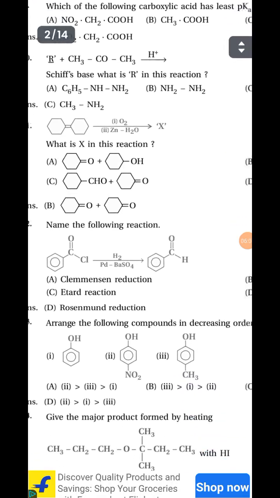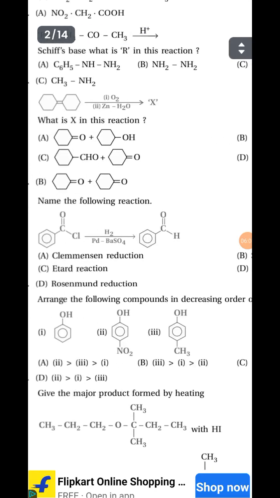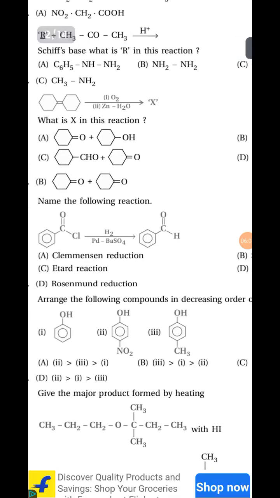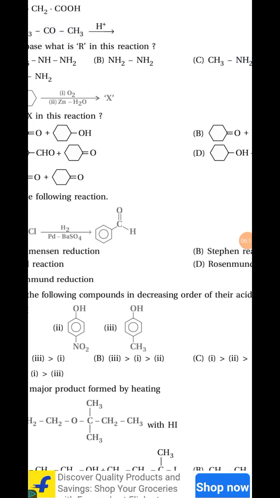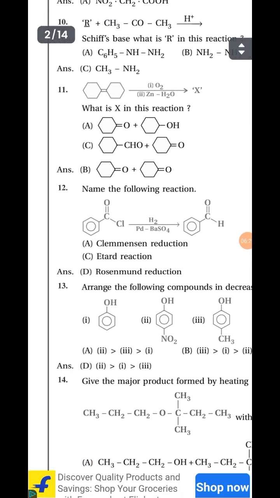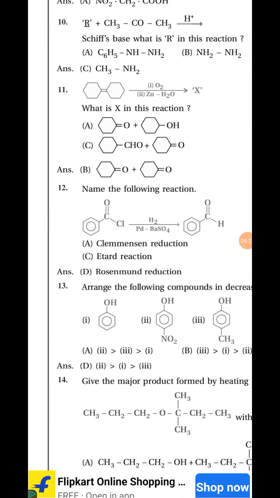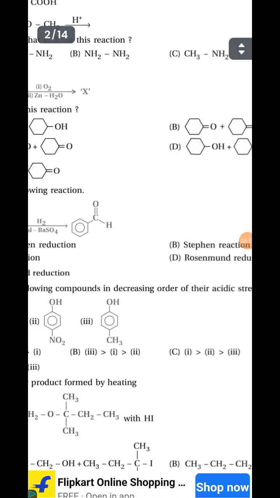Next one: arrange the following compounds in decreasing order of their acidic strength. Here you know that for acidic strength, when you have a benzene ring, the substituent groups play a very important role. So from among all these options, you can check that in this order, second, first and third would be the priority according to the question. You can arrange in the decreasing order of their acidic strength.